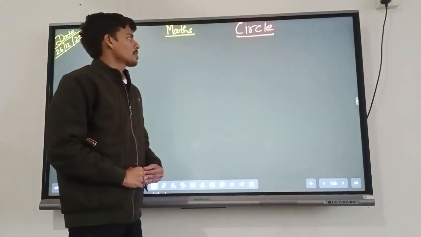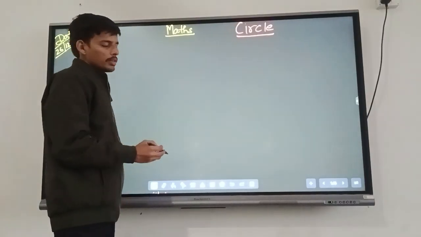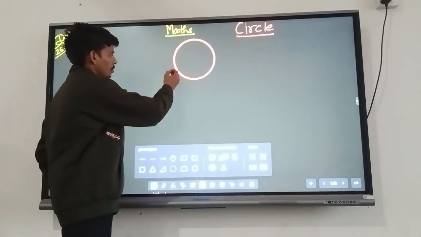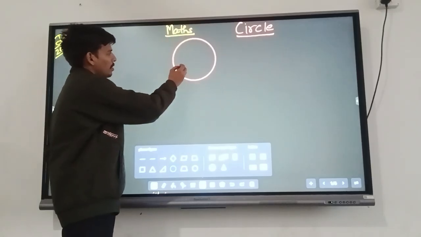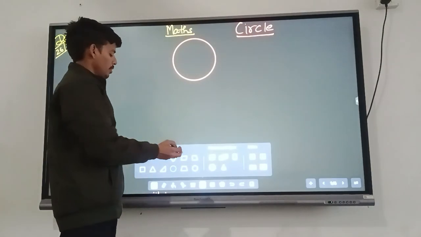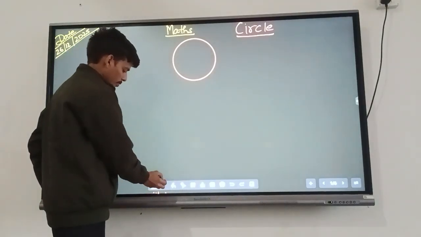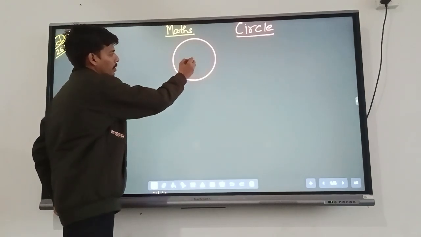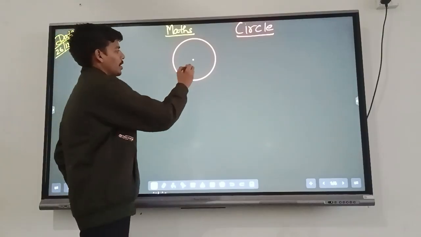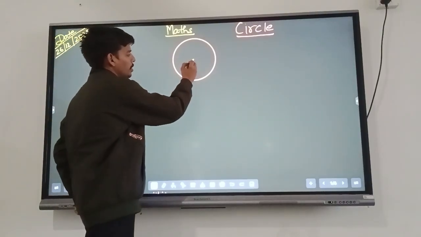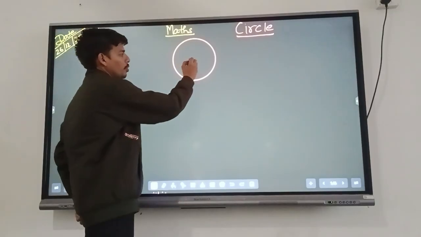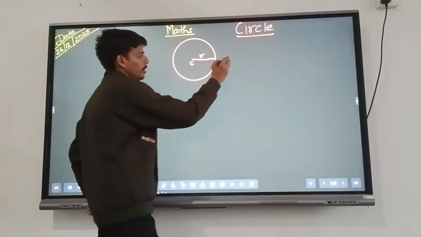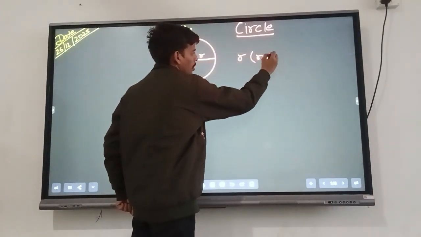Today in this class we will start a new topic, that is circle. This is a structure of circle. In a circle, this point is called the center of the circle and denoted by C. This point or this line is known as radius and it is denoted by R. R means radius.